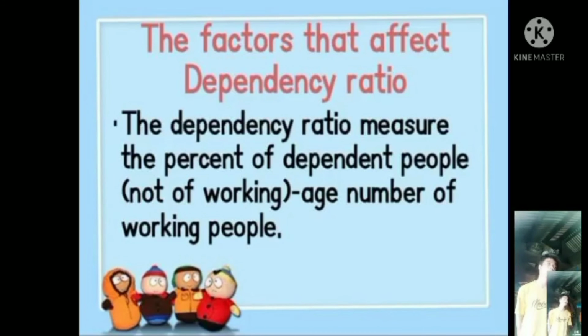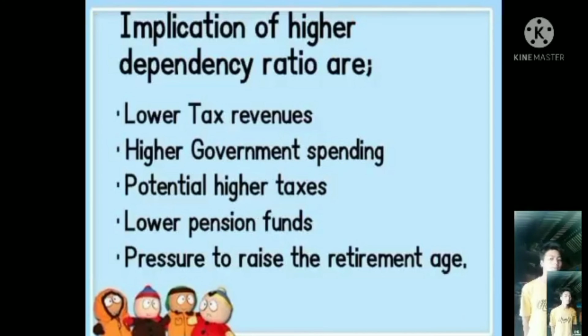The other one: what factors affect the dependency ratio? The dependency ratio measures the number of dependent people against the number of working-age people. Implications of a higher dependency ratio: lower tax revenues, higher government spending, potentially higher taxes, lower pension funds, and pressure to raise the retirement age.